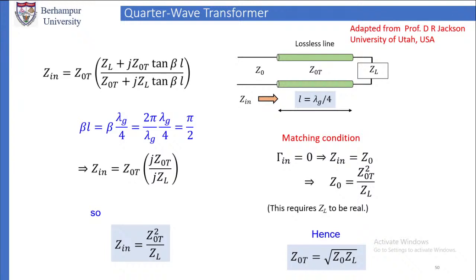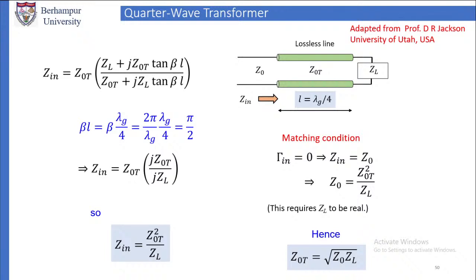So for tan βL, if we put tan π/2, then Zin will become Z0T whole into jZ0T by jZL. Now j will cancel out. So Zin will be Z0T into Z0T by ZL, or Zin is equal to Z0T square by ZL. So that is what we get. Zin is equal to Z0T square by ZL, or Z0T square is equal to Zin into ZL.